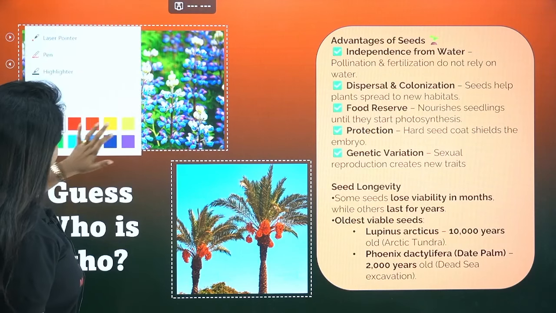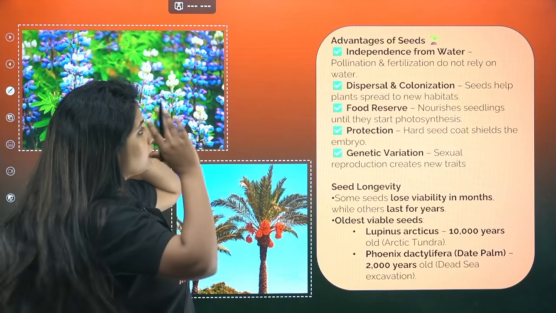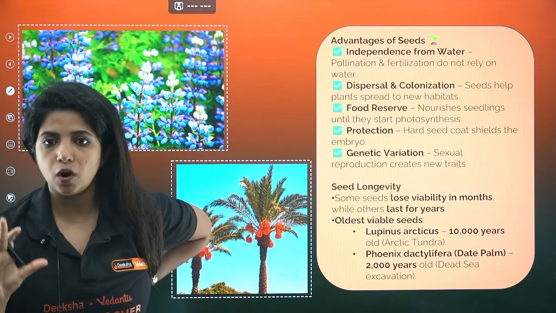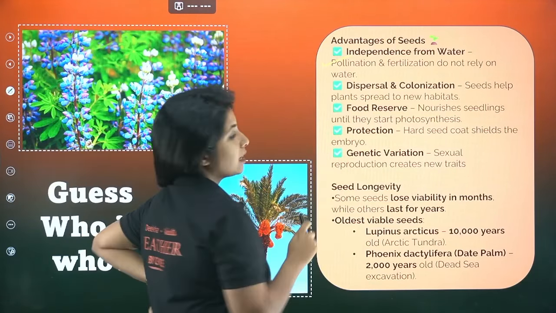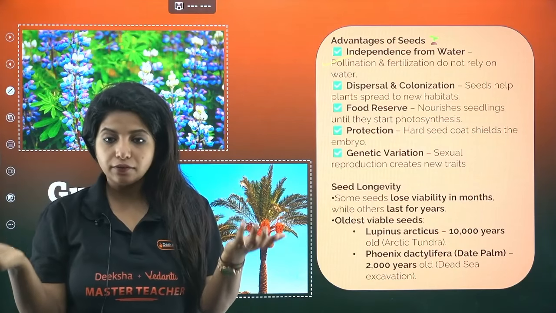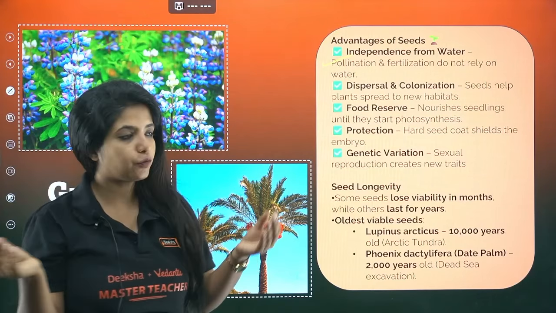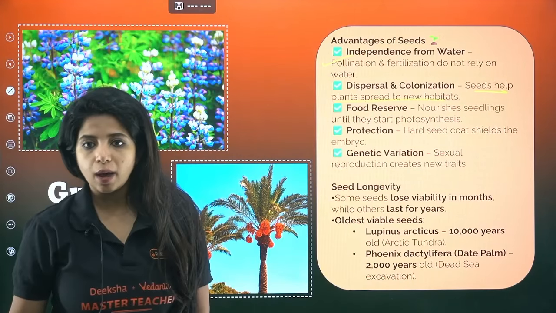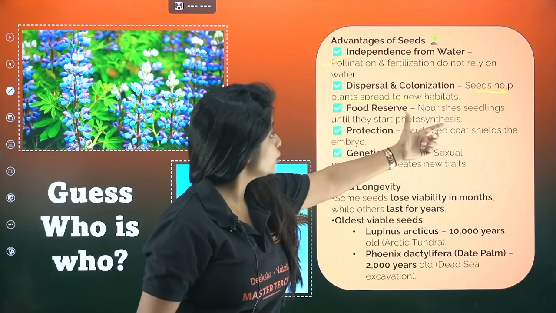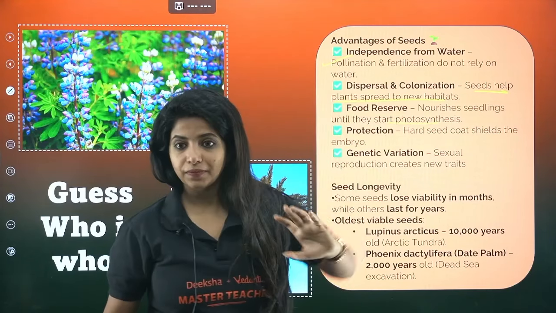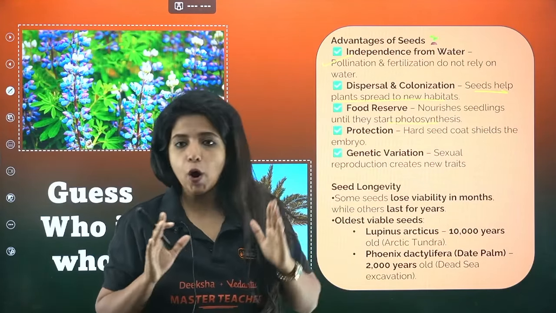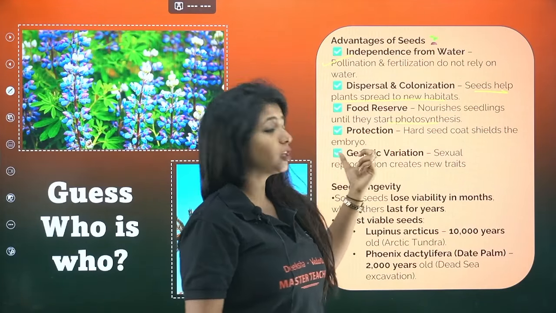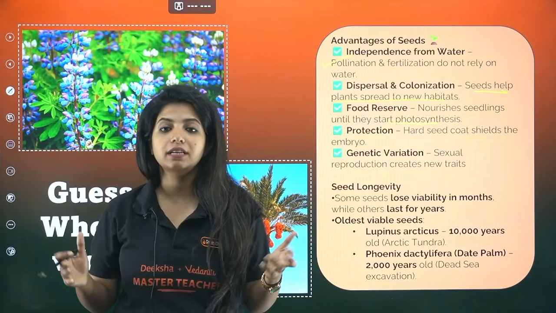Now there are some advantages of seed that we need to discuss. First advantage is independence from water. Pollination and fertilization do not rely on any form of water. That is one very important thing. Seed can germinate by itself if there is even little water. Dispersal and colonization: seeds help plants to spread to new habitats. Food reserve nourishes the seedling until they start photosynthesis. Yes, because they have food reserve in the form of cotyledons or in the form of endosperm. Protection: a hard seed coat is there to cover them. Genetic variation: sexual reproduction, which is giving you the seed, obviously leads to variation.